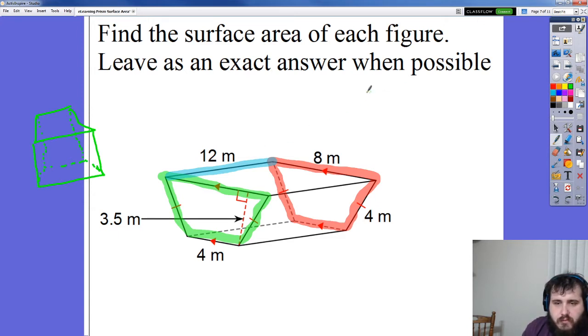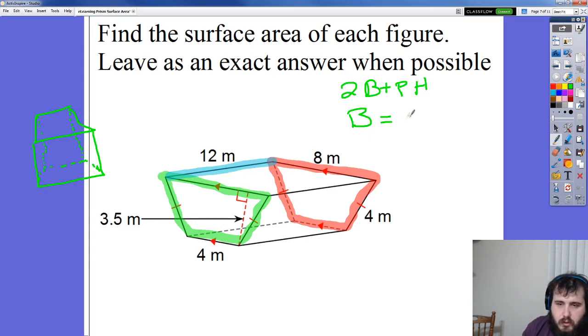It's just find 2b plus pH. Let's find the area of the base. Well, the area of the base, we gotta identify all the things for your trapezoid. Sum of the top and the bottom sides times the height divided by 2, right?